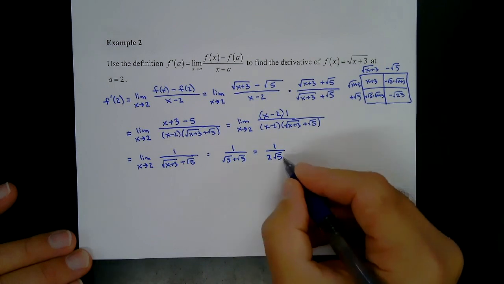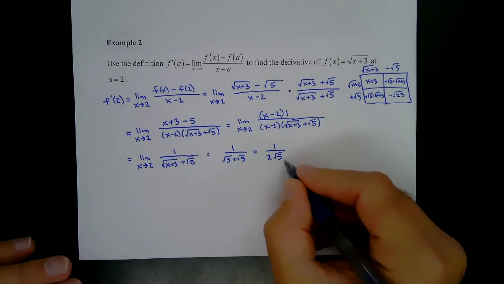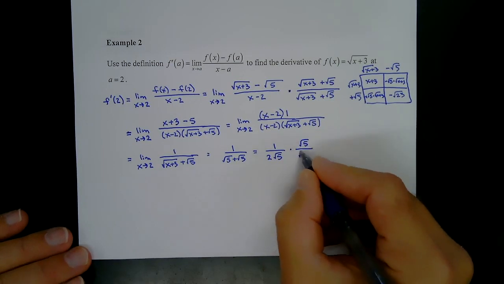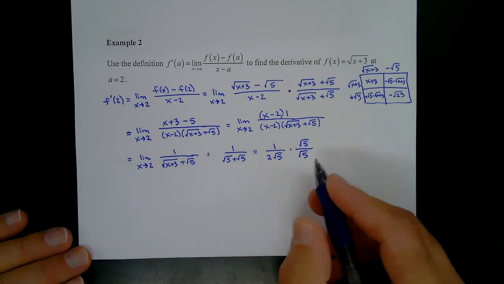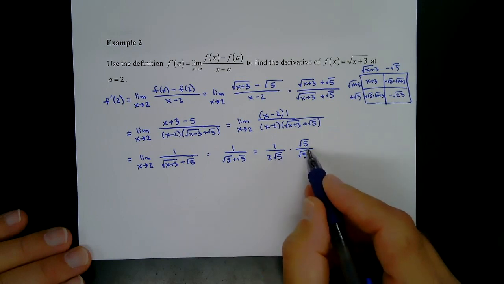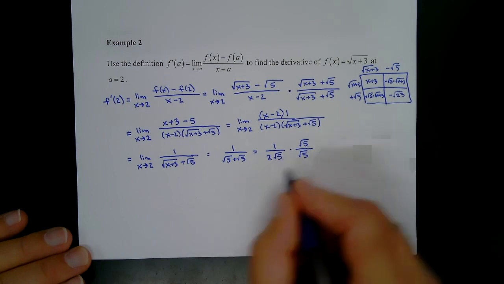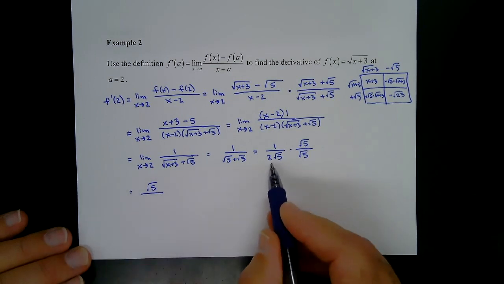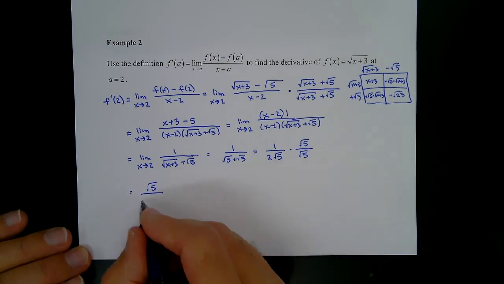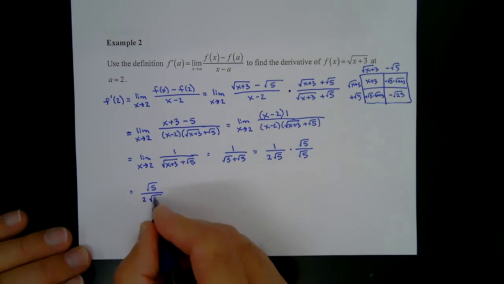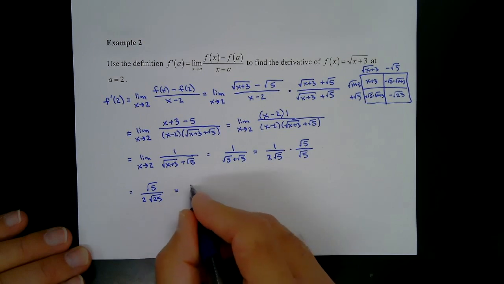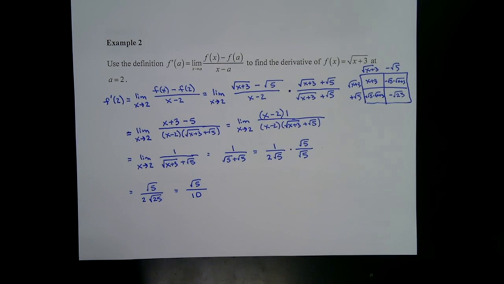Okay, and now we don't want to leave square roots in the denominator, so we're going to multiply by the square root of 5 over the square root of 5. And this becomes the square root of 5 on top over 2 square roots of 5 times the square root of 5. That'd be 2 times the square root of 25, which becomes 5, so this becomes the square root of 5 over 10.